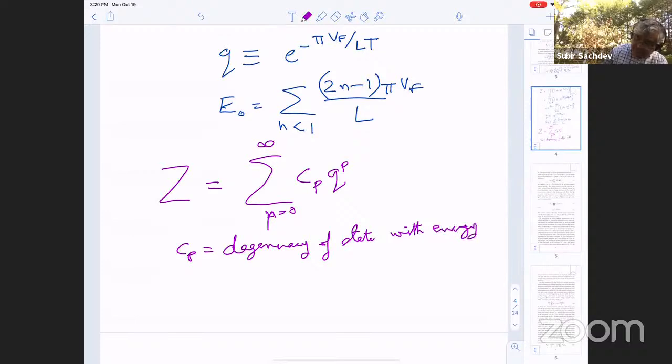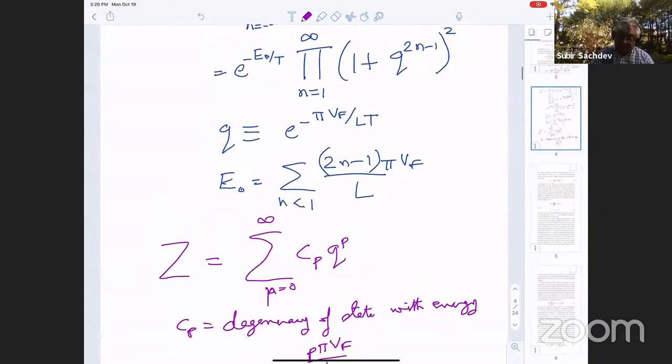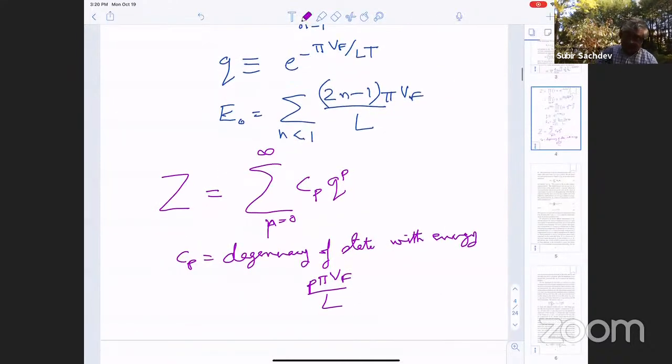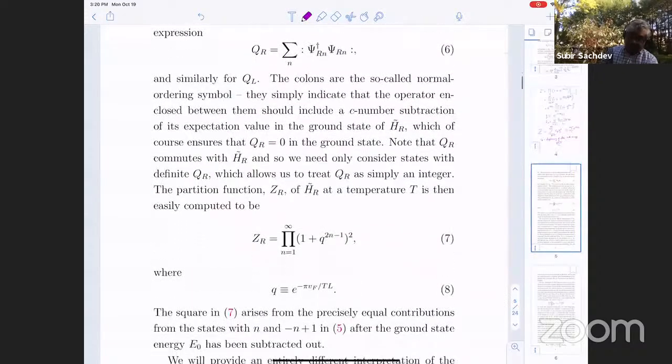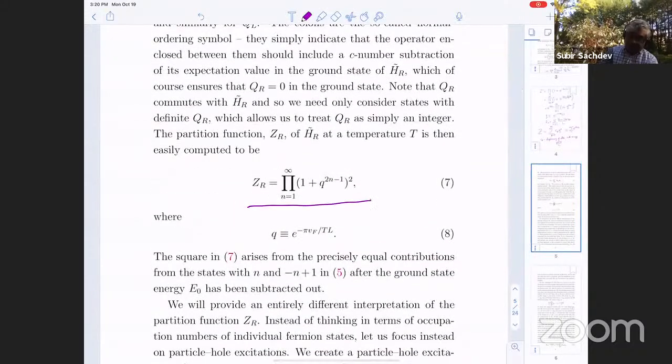Energy relative to the ground state, of course, times P times pi VF over L. Okay, that just follows from the definition of the partition function, because we know that this is just the same as the sum over N of all the many-body states, E to the minus EN over T. So you just pull out the factors of E to the some number times one over T, and that gives this expression here.